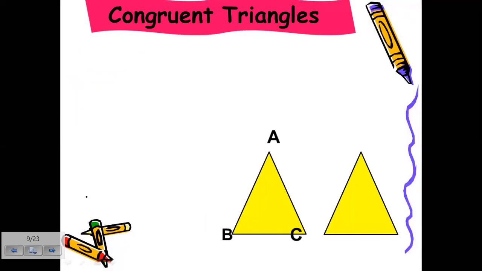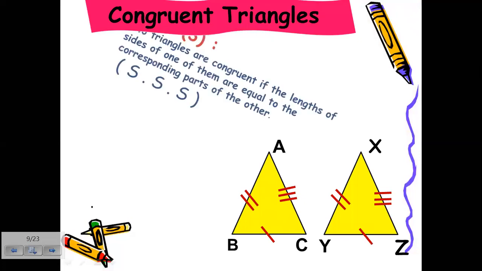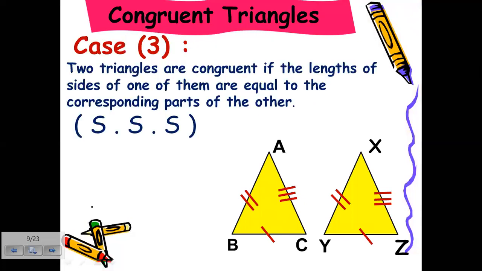In first triangle ABC, the side length BC equals the side length of YZ, and the side length of AB equals the side length of XY, and the side length of AC equals the side length of XZ. I have here side, side, side. Two triangles are congruent if the lengths of the sides of one of them are equal to the corresponding parts of the other. This is side, side, side.